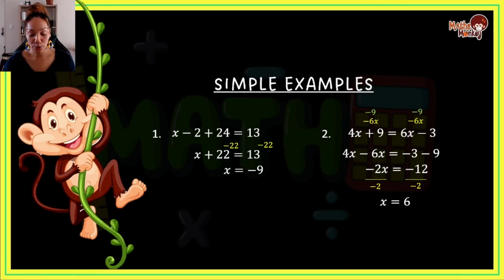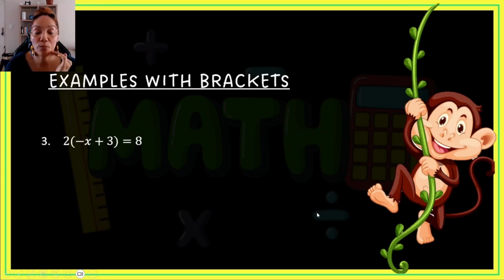So again, the rule is we want to get x by itself and we want to remove everything else that is not x. And the way we remove anything across equations is by doing its opposite. And then we will move down and continually do the opposite so that we can end up getting x by itself. Okay, so let's do some examples with brackets.